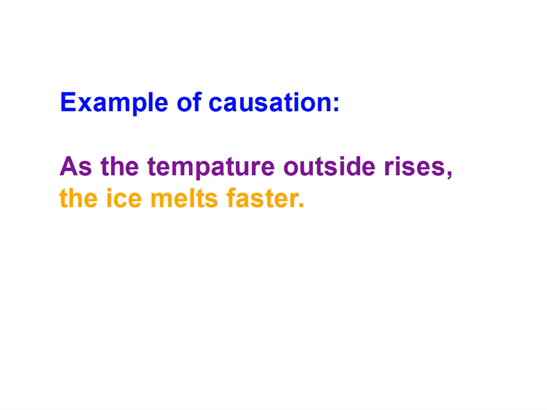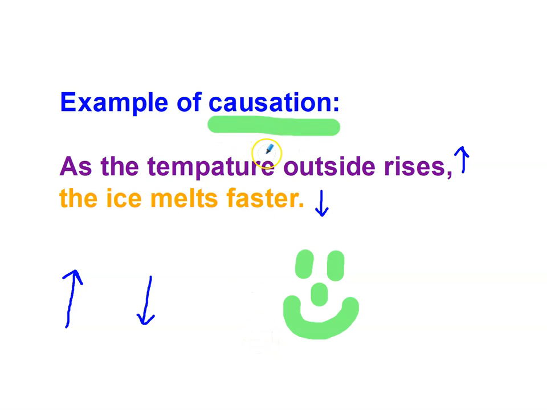Let's look at an example of causation. As the temperature outside rises, the ice melts faster. Does that make sense to you? So it's getting hotter outside, the temperature's rising, and the ice starts to melt. Does one cause the other to happen? Think of it this way. Ice melts if it gets hotter, so if the temperature outside is going up, the ice melts. One causes the other. So what does that tell me? That is definitely causation. If one thing causes the other to happen, then it's causation. So if the temperature outside rises, the ice melts faster, then it's causation.